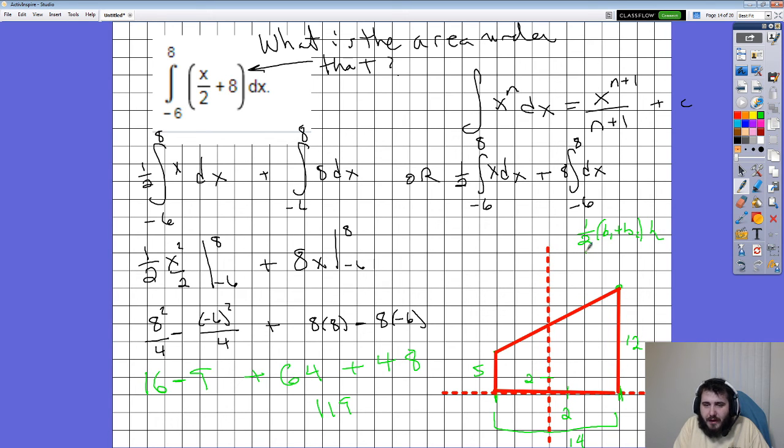So again, 1/2 times 17, 5 plus 12, right, times 14. And if we multiply all this out, 17 times 7 is in fact 119, because 70 plus 49.